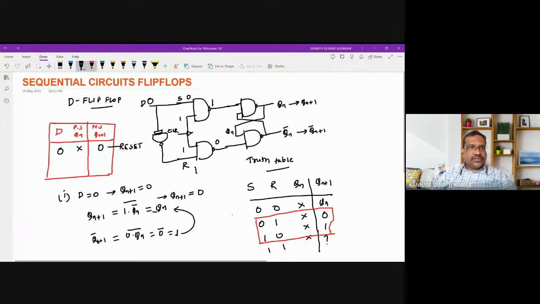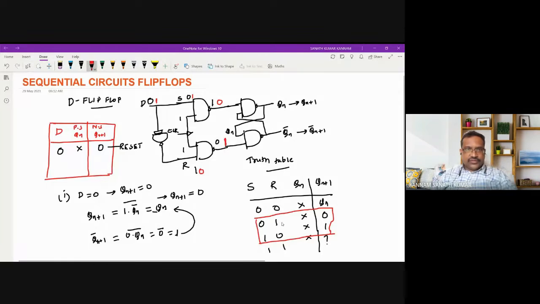Next, we'll see the next case, when D is 1. When D is 1, S is 1 and R is 0. When both inputs are 1, you get the output as 0, and 1 into 0 is 0, 0 complement is 1. So we'll see this case.